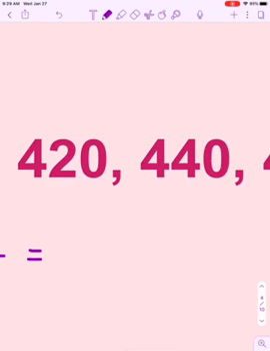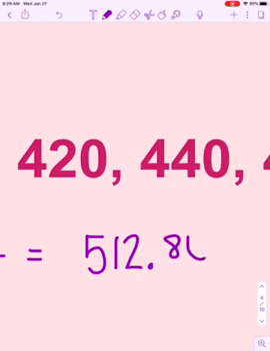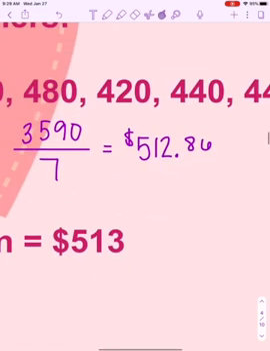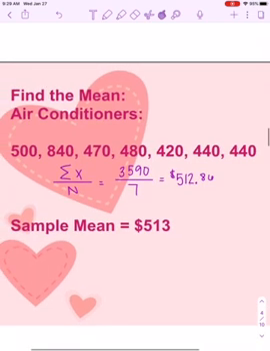We were talking about money, so you should get 512.86. You can leave it like that, that's fine, because money is usually rounded to 2 decimal places. I put 513 because most of the time, unless you're told otherwise, you just want to round to whatever places your numbers were given to you in. So since all of these numbers were given to us as whole numbers, you can just round this to the nearest whole number.